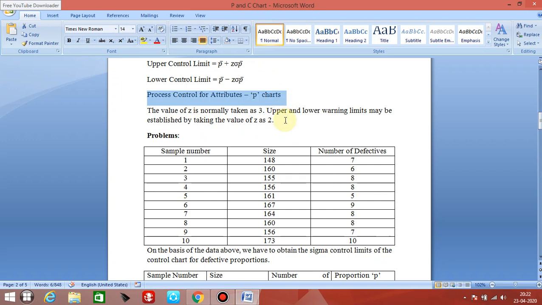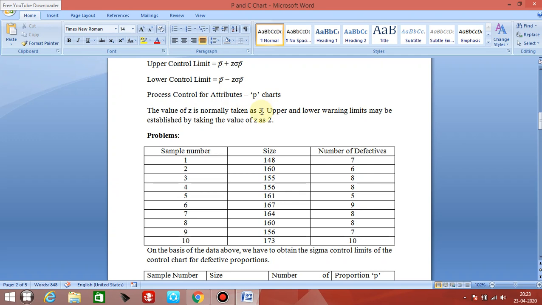Now, let us see what basically this z is. Now, this z has a value from 1 to 3. The value of z normally taken is 3. If it is not written in the question that you have to take z as 2 or 1, you have to always take it as 3.